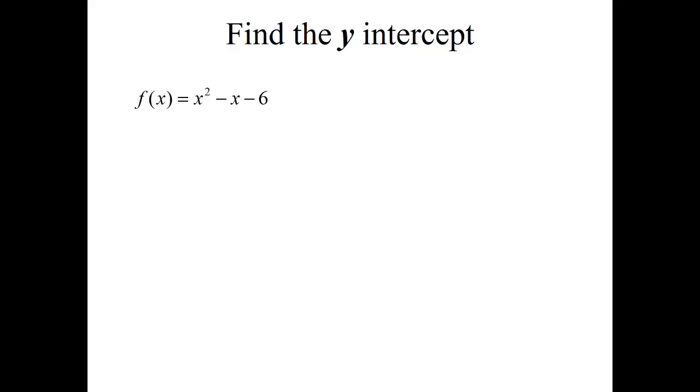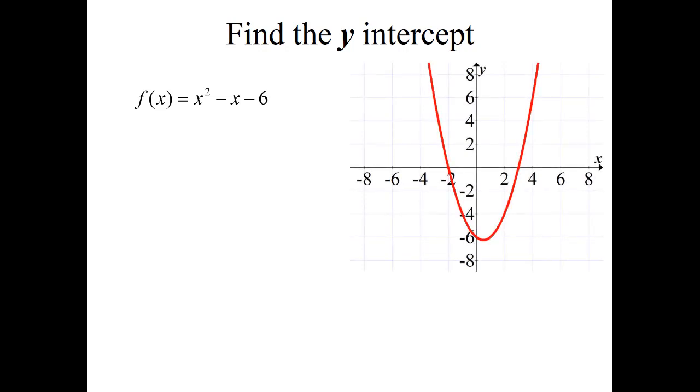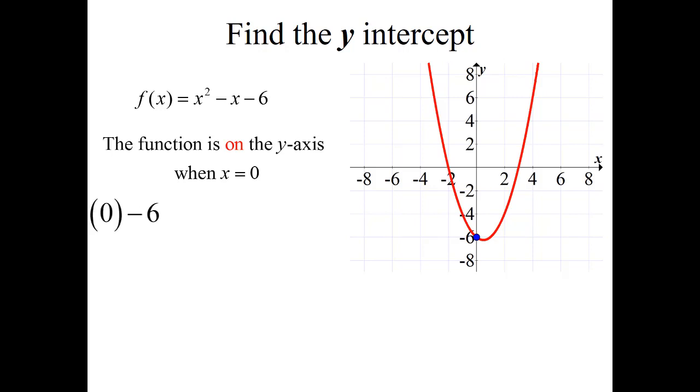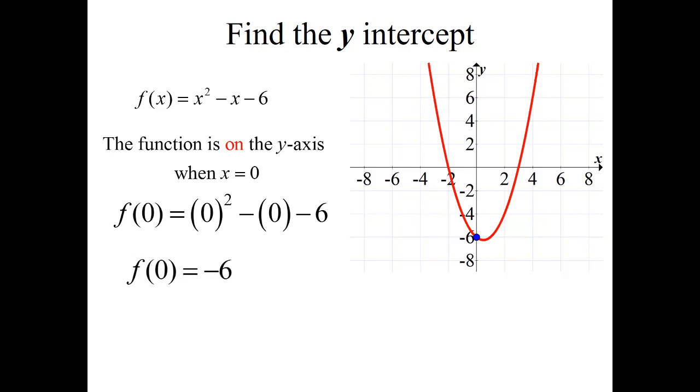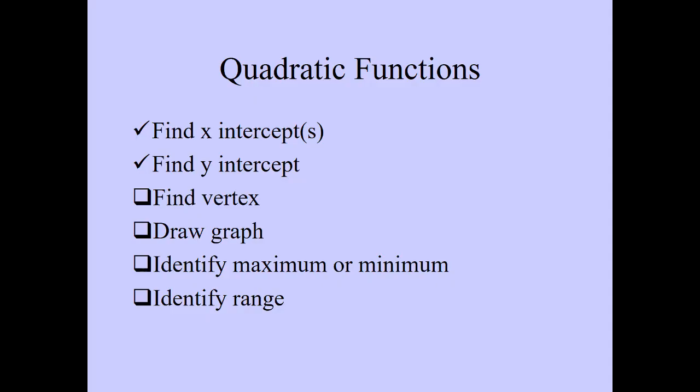To find the y-intercepts, we notice the y-intercept is where it touches the y-axis, and all points along the y-axis have an x value of 0. So our technique for finding y-intercepts is to replace the x with a 0. We just do the calculation, and there's our y-intercept. This is a very easy thing to do on the calculator. Maybe I'll show you that in class.